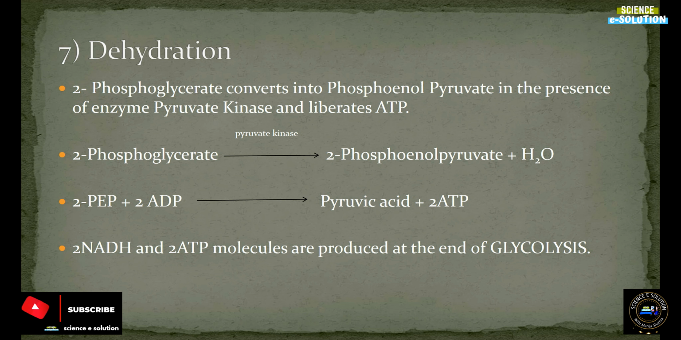So you can see in the overall chart, 2 NADH and 2 ATP molecules are produced at the end of glycolysis, and also 2 pyruvic acids are produced. So students, I hope you have understood the whole concept of glycolysis. You can go through one detailed reaction chart in which all the 10-step series of reactions are given, and these detailed steps are also presented in different slides. I hope after all these presentations you have understood the concept.